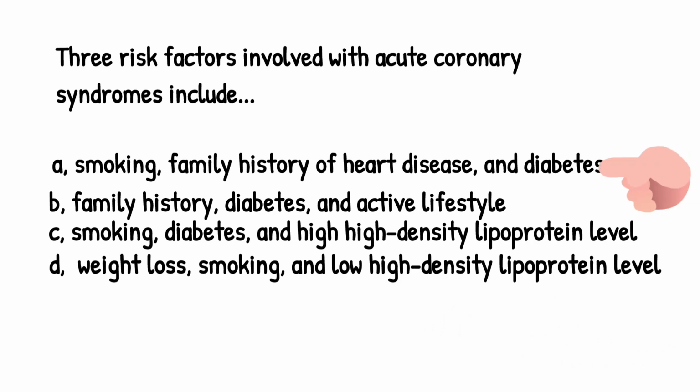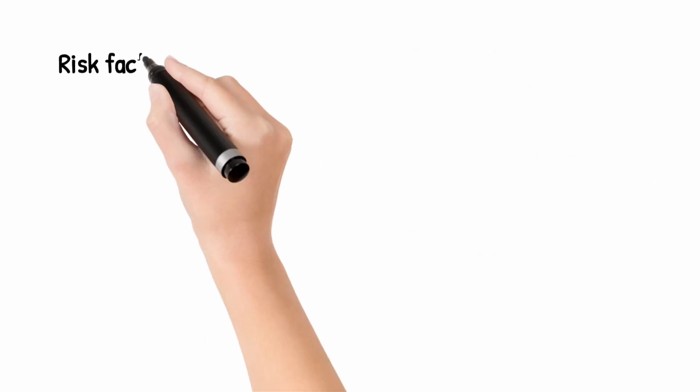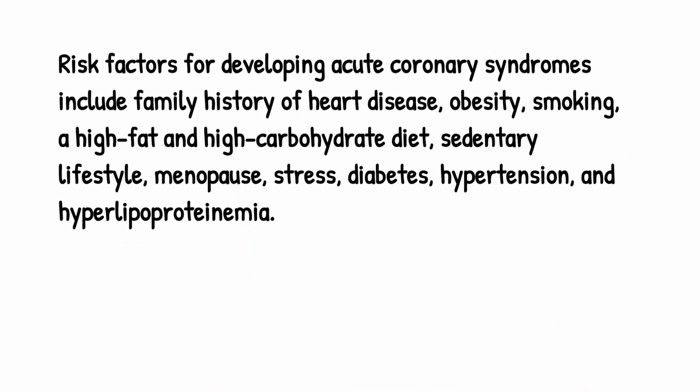The answer is Option A. Smoking, family history of heart disease and diabetes. Risk factors of developing acute coronary syndrome include family history of disease, obesity, smoking, a high fat and high carbohydrate diet, sedentary lifestyle, menopause, stress, diabetes, hypertension, and hyperlipoproteinemia.